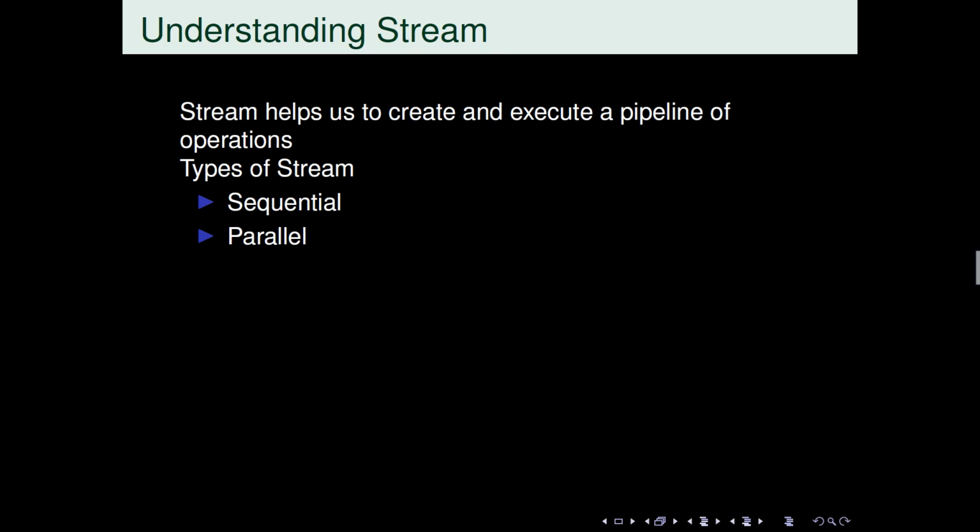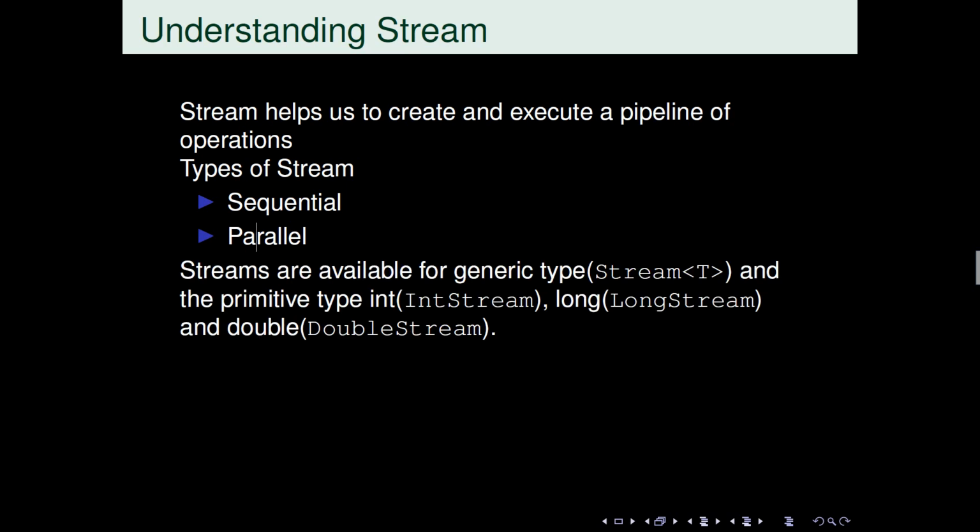We can have sequential streams and parallel streams. Streams are available for generic types and primitive types: int, long, and double. So we have 4 types of streams: Stream of T, IntStream, LongStream, DoubleStream. These are interfaces in the java.util.stream package. There is a separate package called java.util.stream.